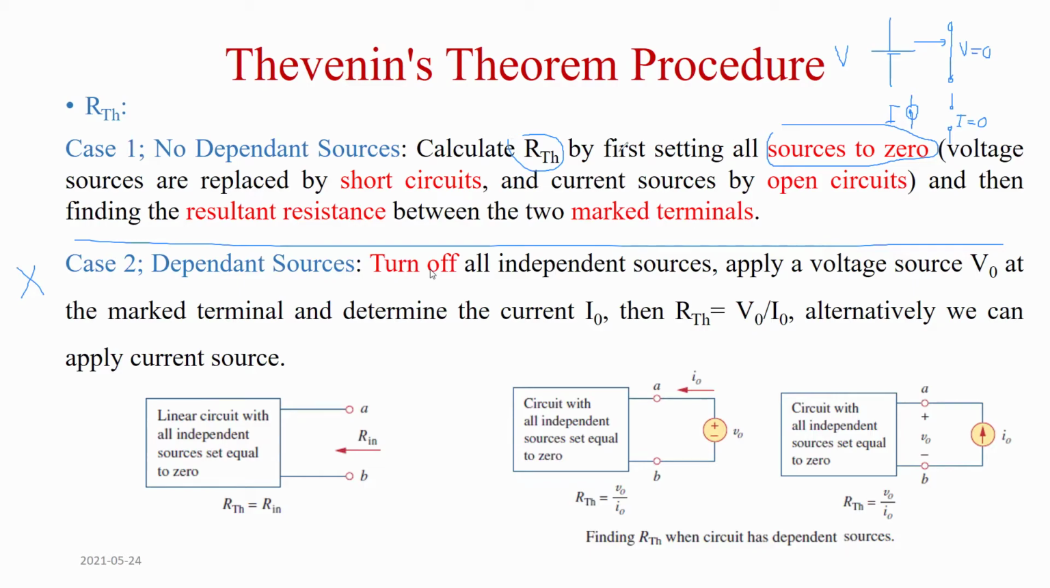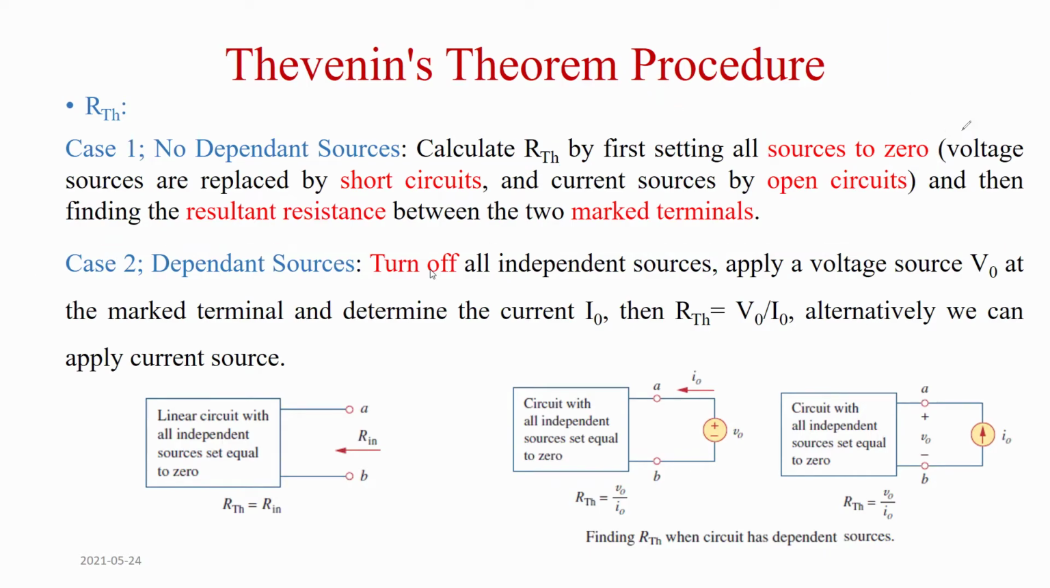Because I only want to calculate the resistance, I have to remove the sources' effect. It means I have to set the sources to 0. The voltage source, I make it 0 volts when it is a short circuit. The current source, I make it 0 when it's an open circuit. So in other words, a voltage source is replaced with a short circuit.